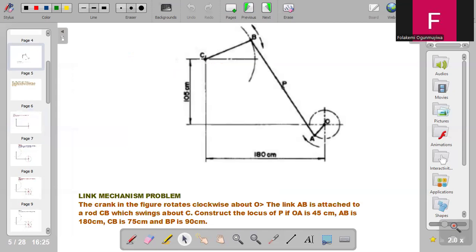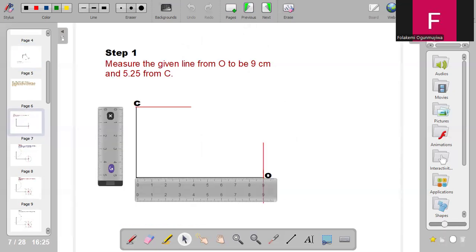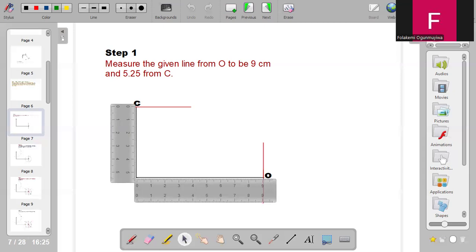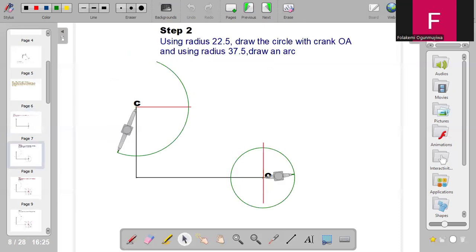5.25, because 105 divided by 2 will give you 52.5. And when you place that on your ruler, you have 5.25. So you are measuring 5.25 towards your left-hand side, and you are measuring 9 centimeter on your right-hand side. So the horizontal line will be 9 centimeters. You can see, draw a straight line with your pencil and also draw a vertical line that measures 5.25.